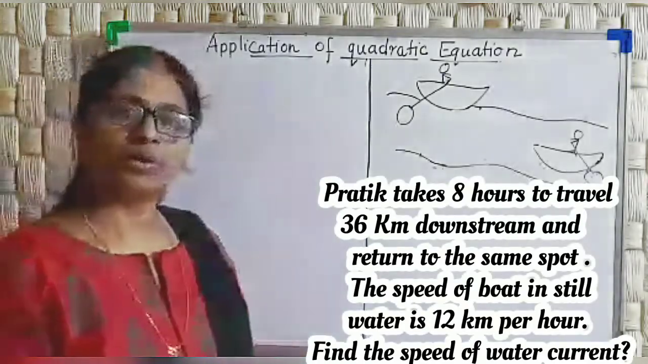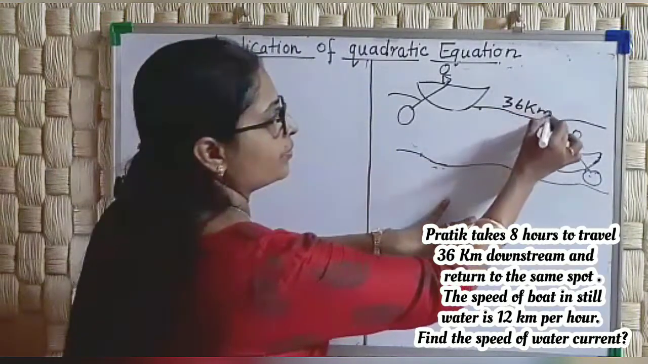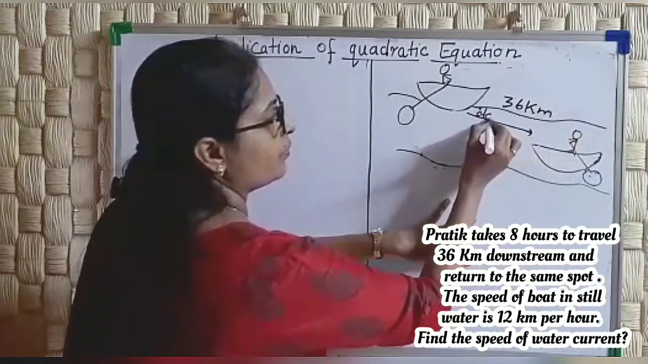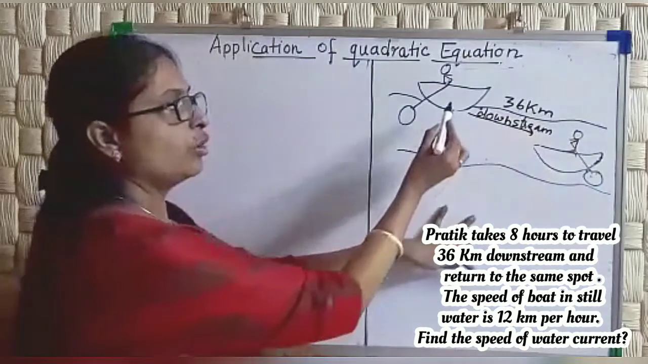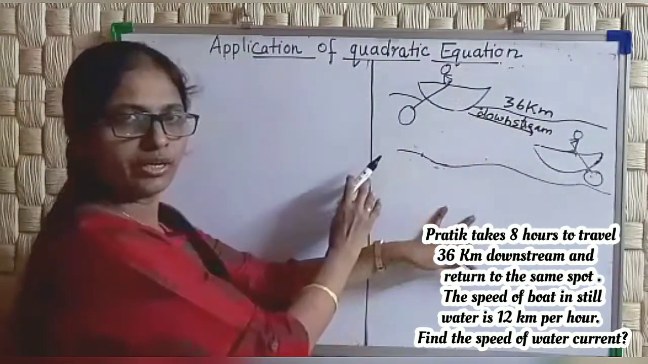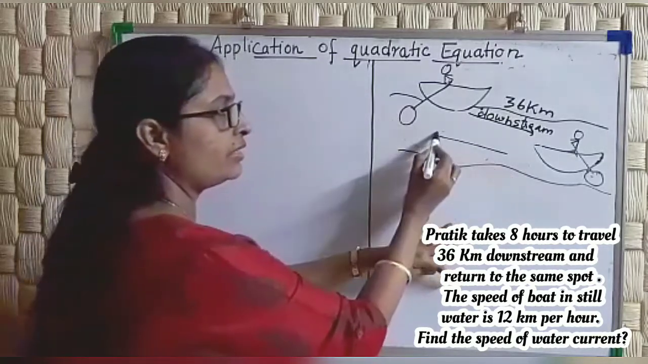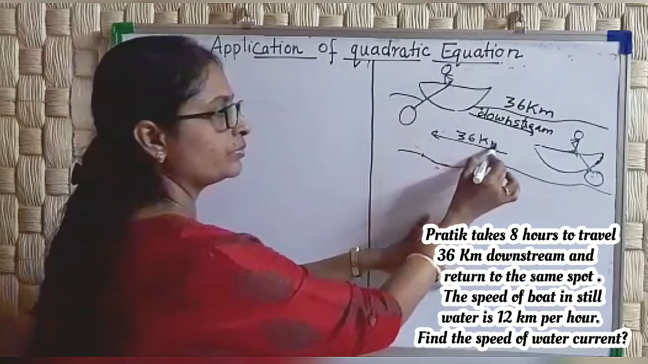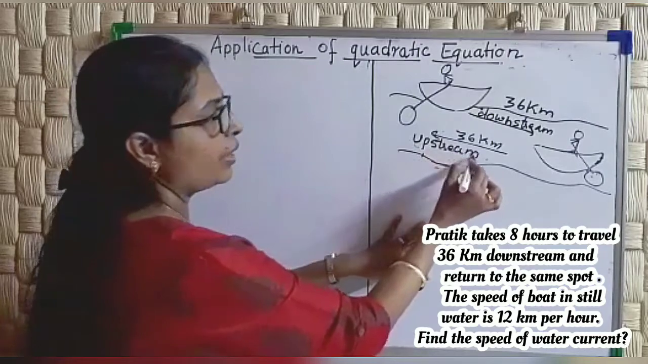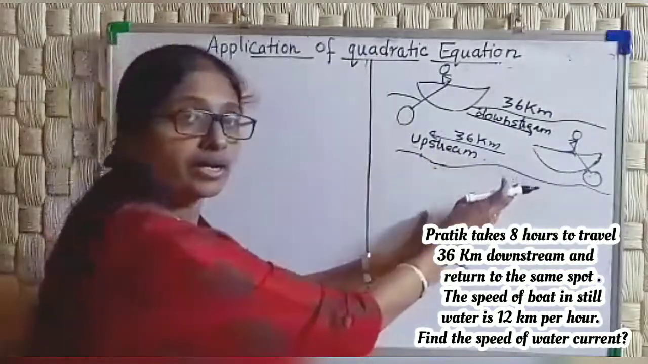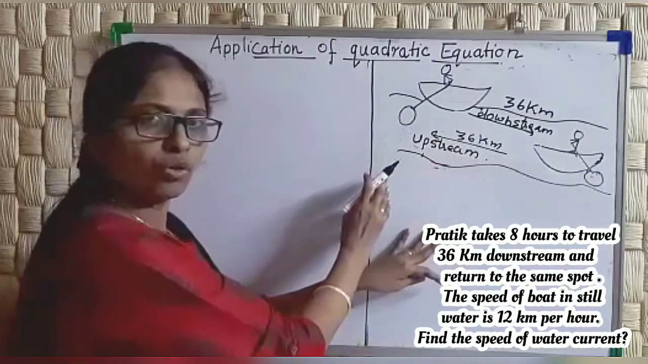Now according to the question, Pratik travels 36 kilometers downstreams. Here downstream means the boat is moving in the direction of the water current. Now he returns to the same spot, that is he travels another 36 kilometers upstreams. Upstream means he is moving against the direction of the water current.